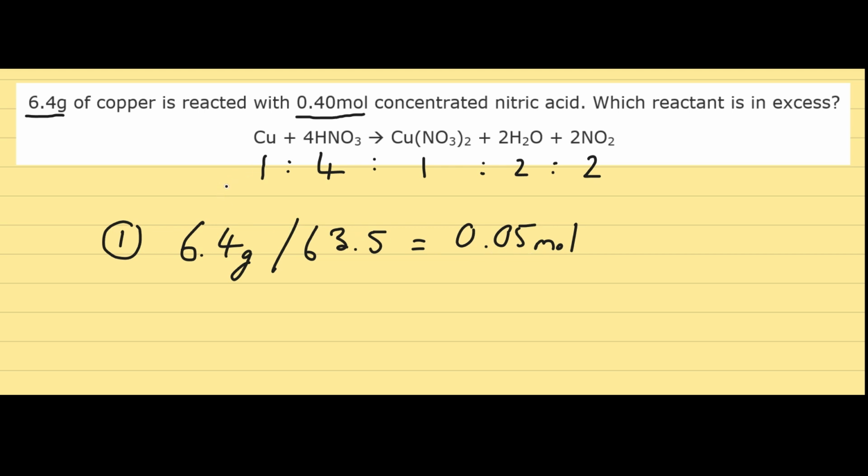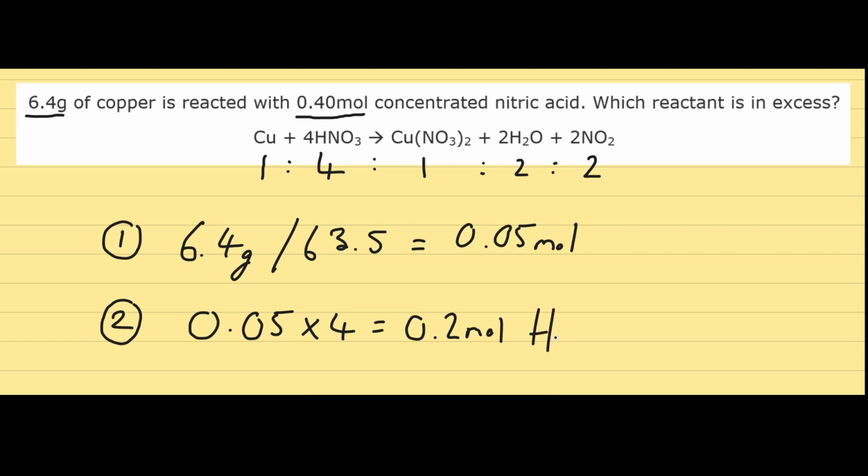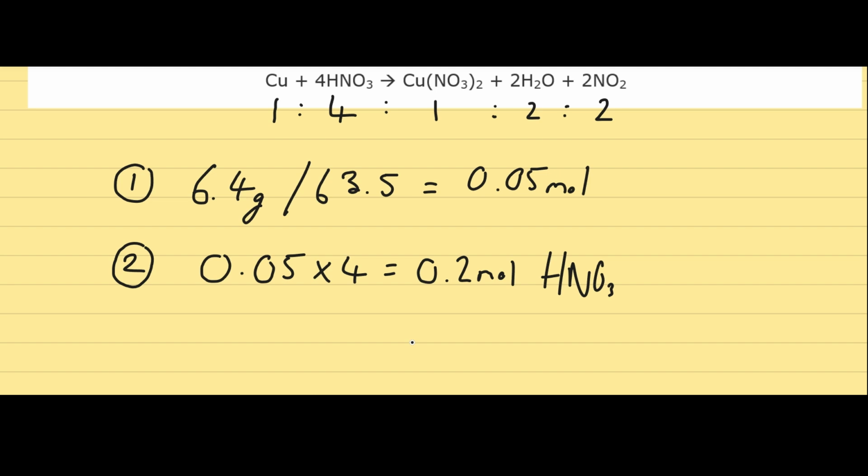Now remember, my ratio here was 1 to 4. So my number of moles for nitric acid will be 4 times that number. So for nitric acid, I will work out 0.05 moles times by 4 because I have 4 of them compared to 1. And 0.05 times by 4 means that I'll have 0.2 moles of HNO3.